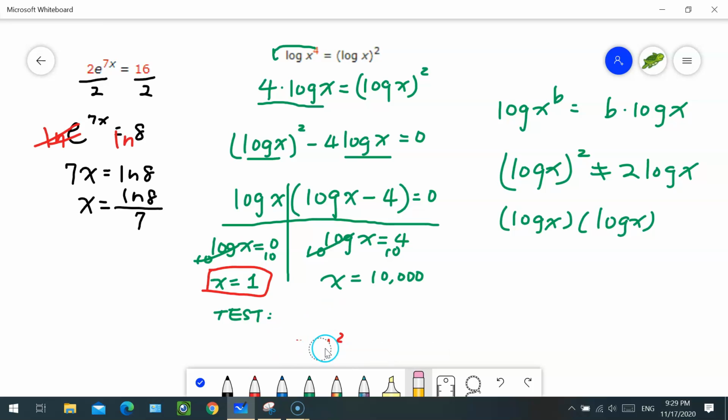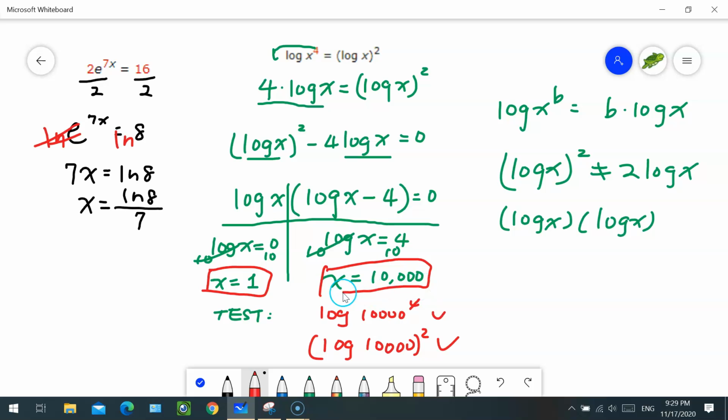Another solution is 10,000. Okay, let me erase here. So when I have 10,000, plugging back into the original equation, for sure, you will have log 10,000 to the power 4. This is okay. The right hand side, we will have log 10,000, everything to the power 2. This is okay. So x has two solutions. One is 1, the other one is 10,000.